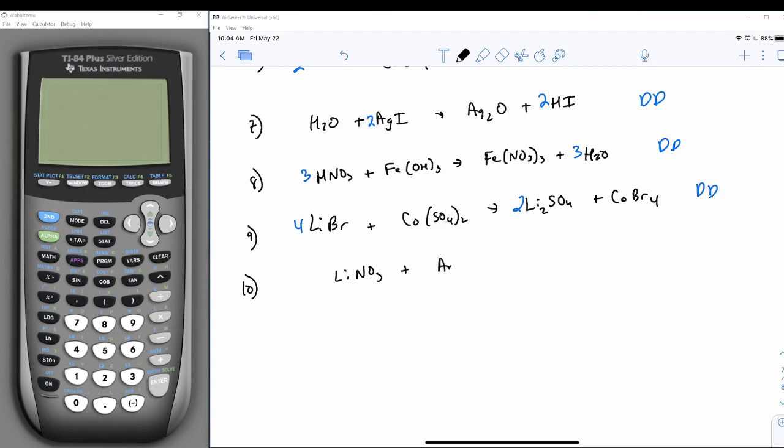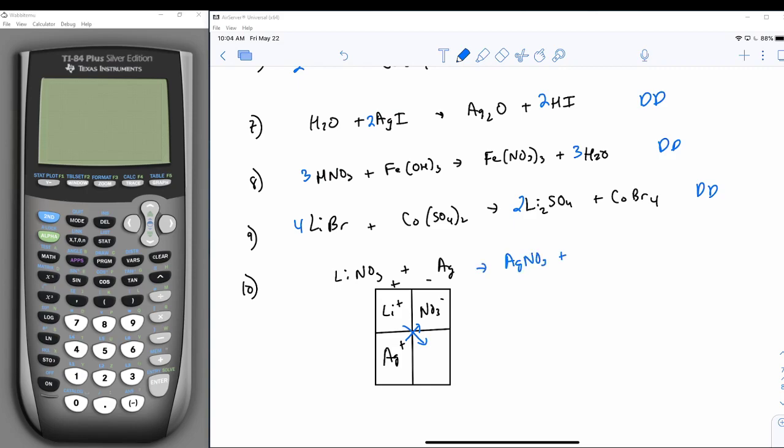LiNO3 plus Ag. This is kind of one of those rare single replacement ones, so I'm going to box it again this time to make sure you see what we're doing here. Li plus 1, NO3 minus 1. Ag is normally a positive 1 charge when it is bonded. So we crisscross here, and we get AgNO3, and then since Li is by itself, we don't write a charge on it. It's just an elemental form. If it were Cl or F, then it'd be Cl2 or F2, because those are diatomics.